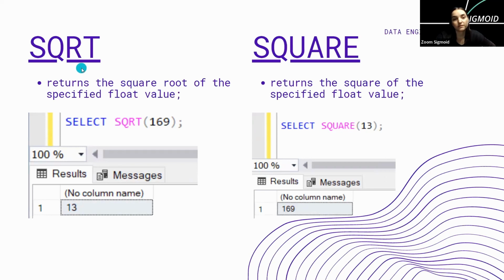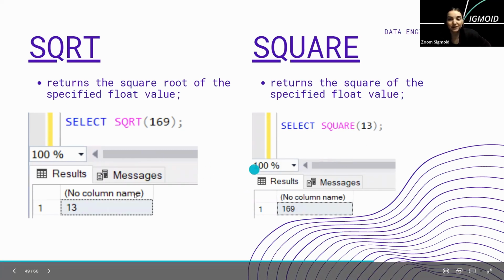Square root, maybe you use this in programming languages, you know about square root. It returns the square root of a specified float value. We have square root of 169, it's 13. And we have the square, which returns the square of a specified float value. And the square of 13 is 169. Actually, it works. It's equal of these two values.